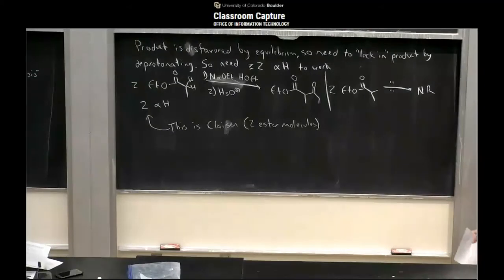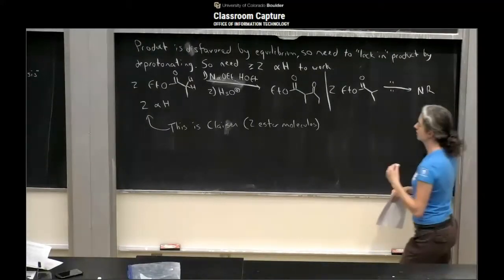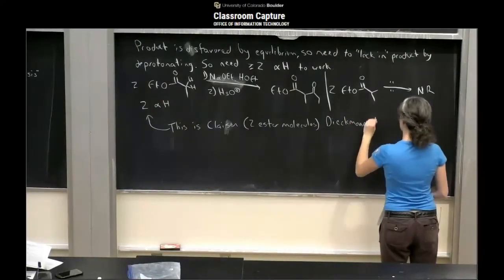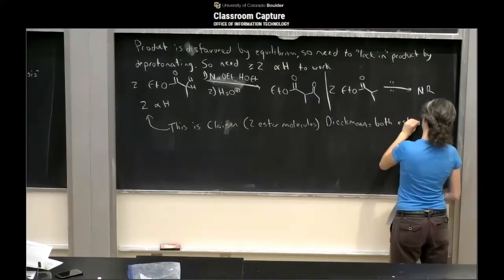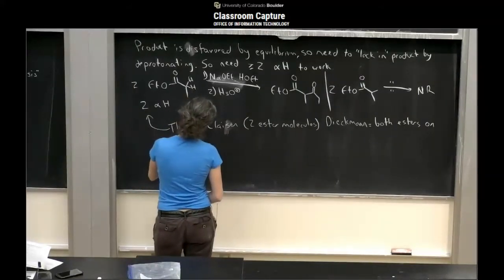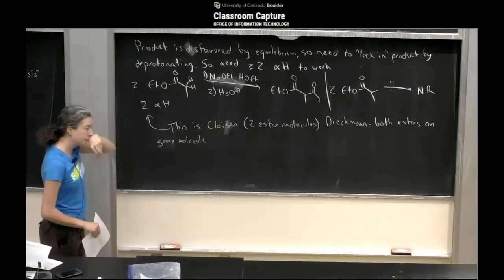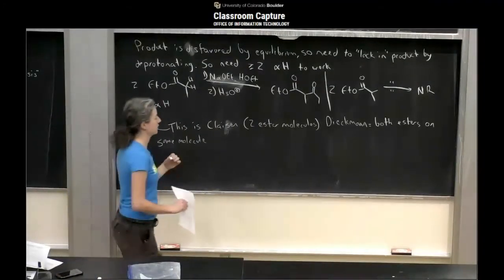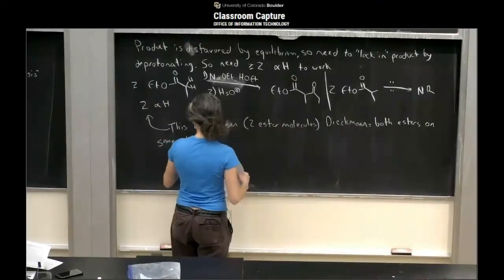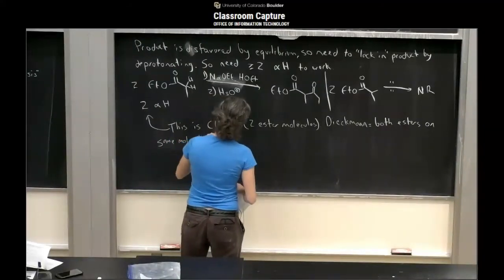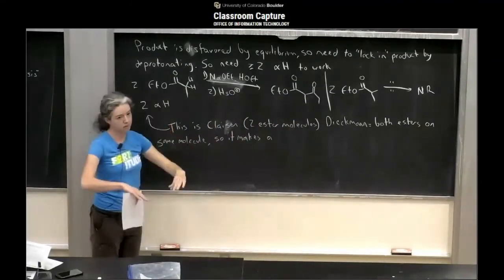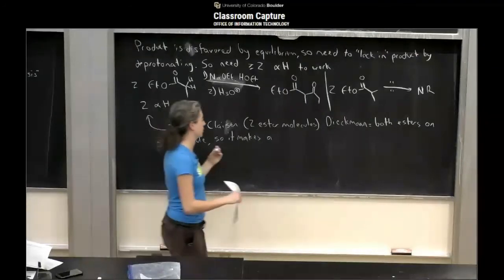Dieckmann is exactly the same thing, only the two esters are part of the same molecule. I'm not sure why Dieckmann got to put his name on this reaction that is really just a slight variation on Claisen stuff, but it's the same thing. So the big deal here is because they're both on the same molecule, once you react those two ester groups together, it's obviously going to make a ring.